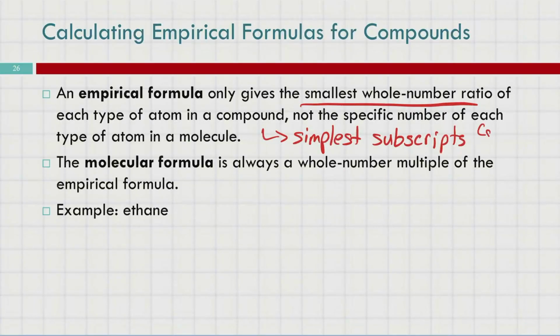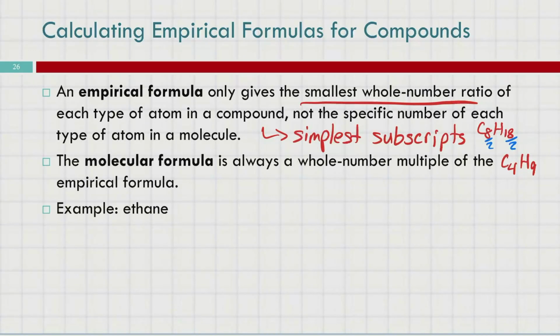So like if we had C8H18, we can divide both of these by 2. We would get C4H9. Those are now both no longer divisible by the same number except for 1. So that would be an empirical formula. The molecular formula is a whole number multiple of the empirical formula.